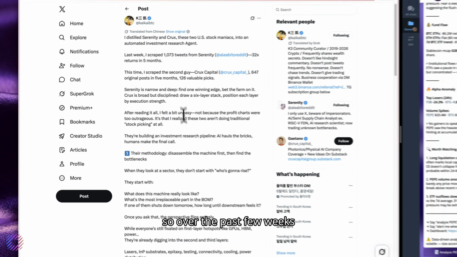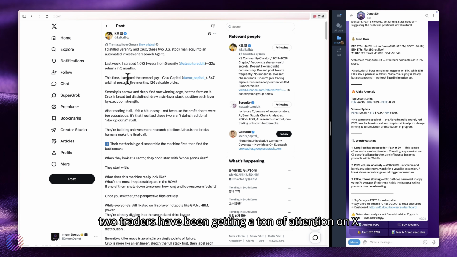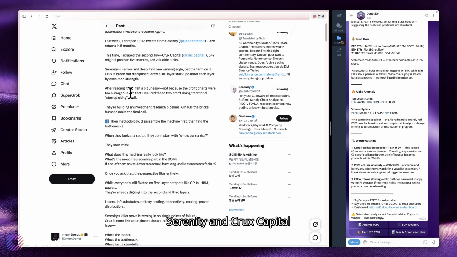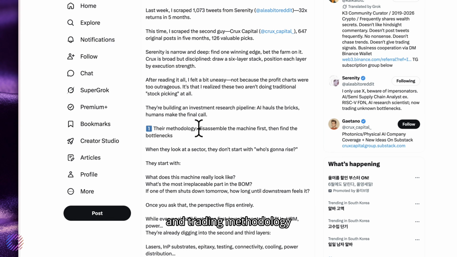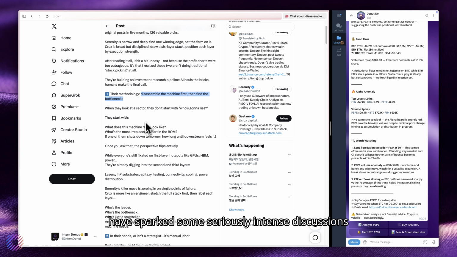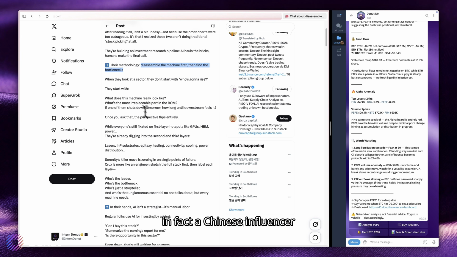So, over the past few weeks, two traders have been getting a ton of attention on X. Serenity and Crux Capital. Their US stock plays and trading methodology have sparked some seriously intense discussions. In fact, a Chinese influencer already distilled one of their frameworks into a usable skill. And the tweet has been appreciated by Crux himself too.